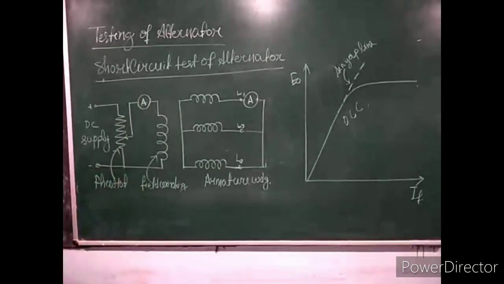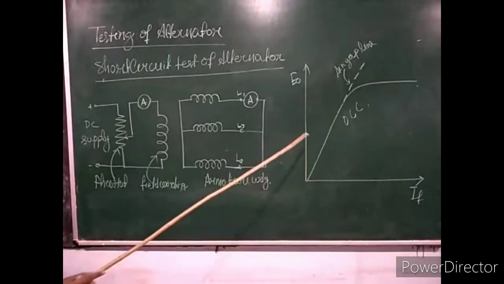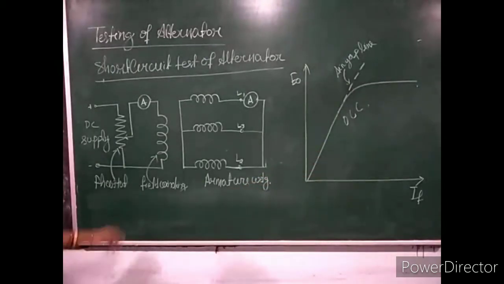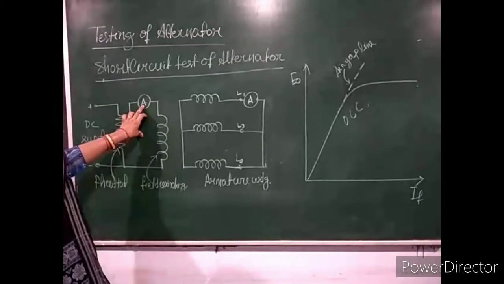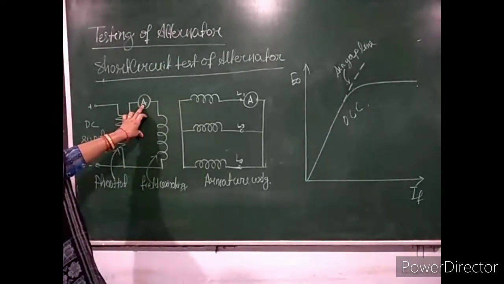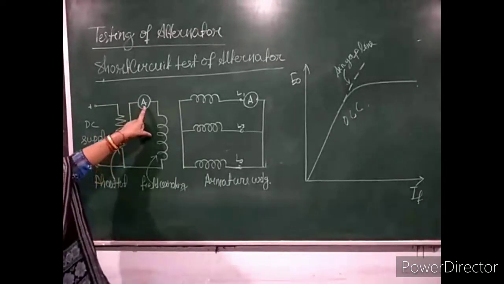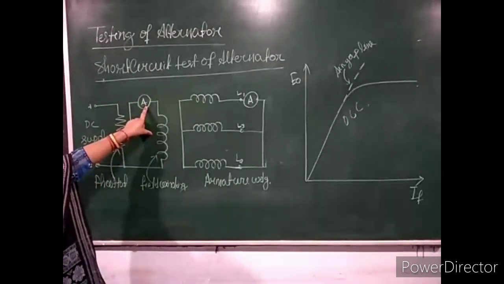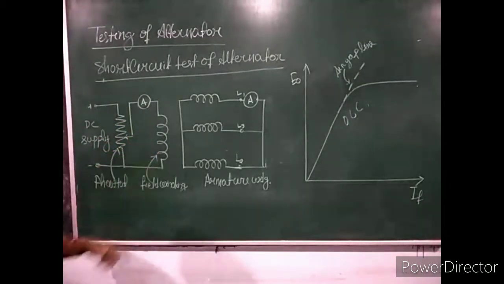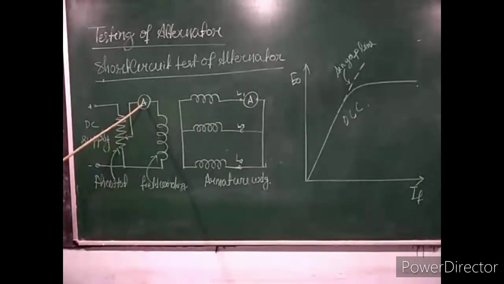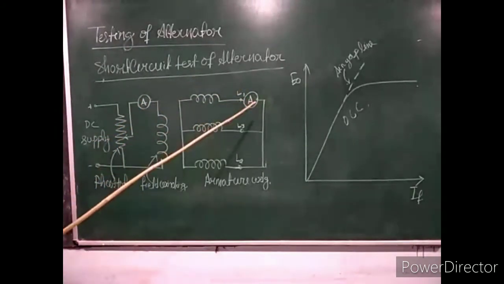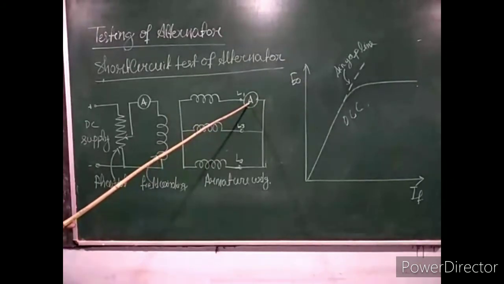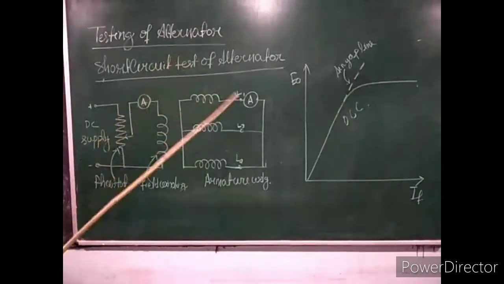For drawing the open circuit characteristics also, you have to connect one ammeter here to measure the field current. In the short circuit test also, you connect one ammeter here to read the field current. Gradually, if you increase the rheostat, you have to measure these two currents. This ammeter measures the field current, and this ammeter measures the armature current. The readings of the two ammeters give the field and armature circuit current.